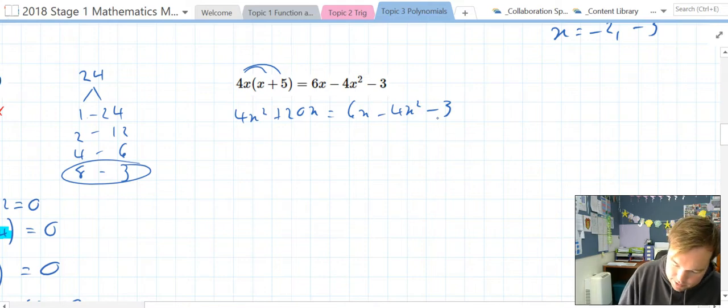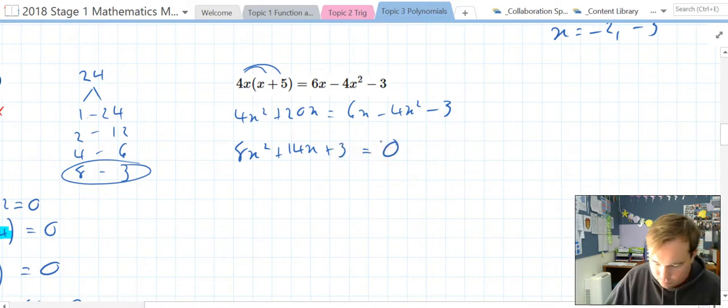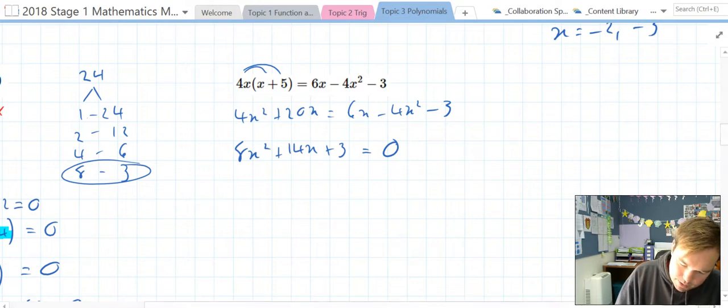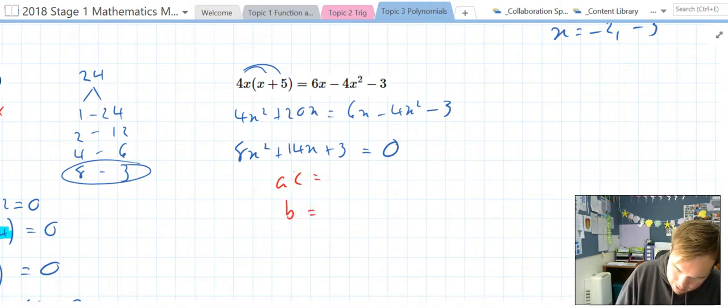So if we're going everything on one side, we'll have 8x squared here. Adding that. Take 6x from both sides, so plus 14x. Then here, add 3 equals 0. Alright, now we need to be able to factorize that. So once again, we take our a and our c and our b. A and C is 24.